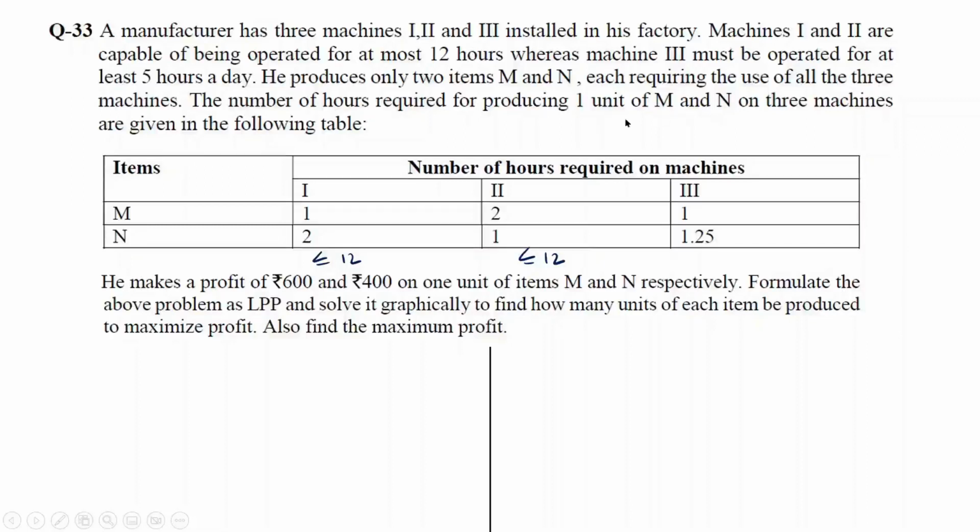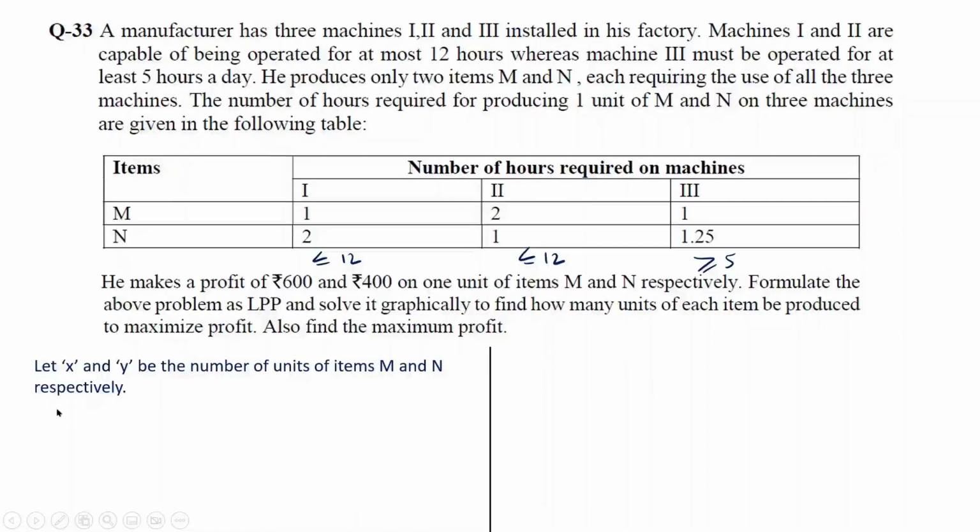And then machine 3 must be operated for at least 5 hours. So, machine 3 should be operated for more than or equal to 5 hours. So, using this information we can write the constraints, and here we have the objective function. He makes a profit of rupees 600 and rupees 400 on 1 unit of items M and N respectively. So, using this we can write the objective function, and using this table and these constraints we can write the constraints, and then we can formulate this LPP and solve it graphically.